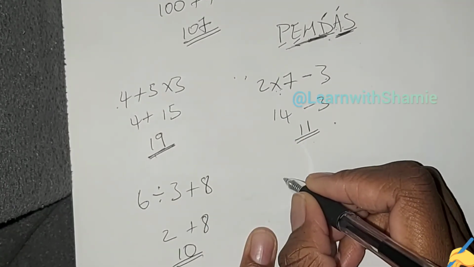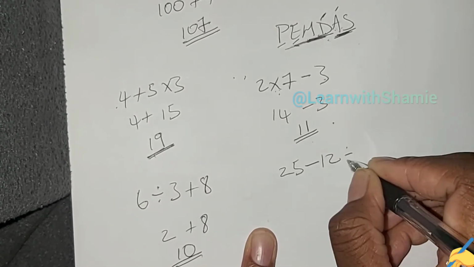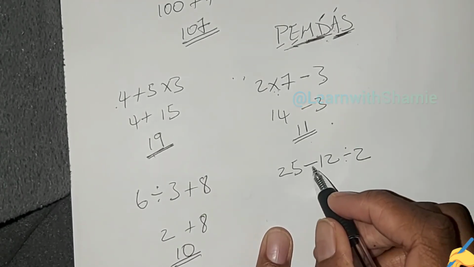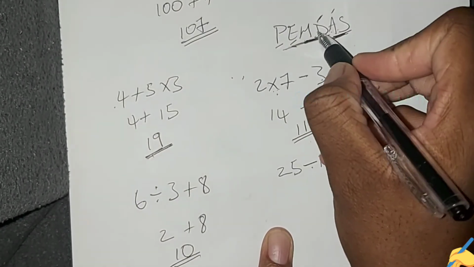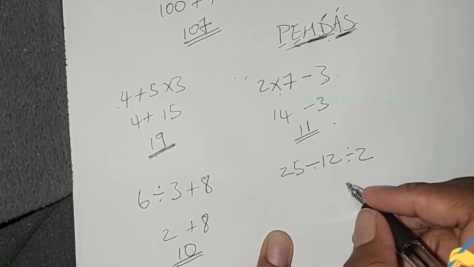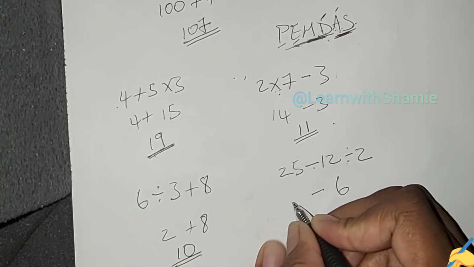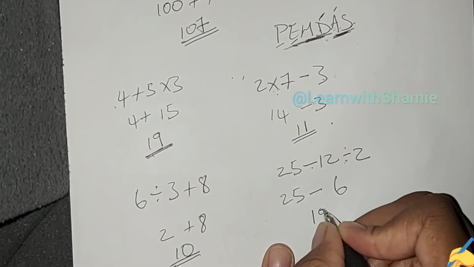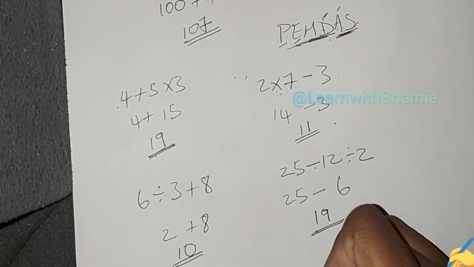Another example. 25 minus 12 divided by 2. We have subtraction and division to be carried out. Division comes before subtraction, so you're going to do the division part first. So 12 divided by 2, you're going to get 6 as your answer. And then you minus 6 from the 25, which leaves you with 19. And you get 19 as your final answer.